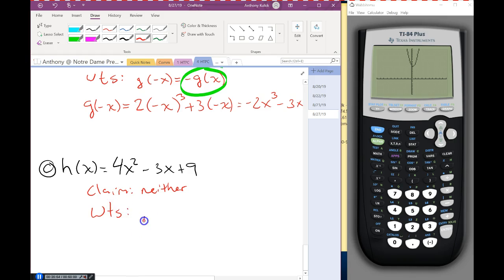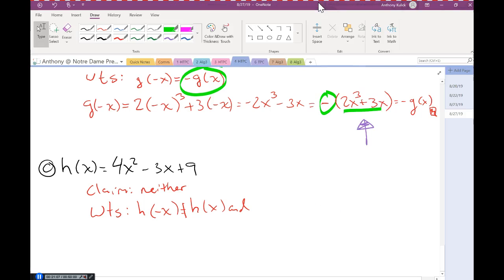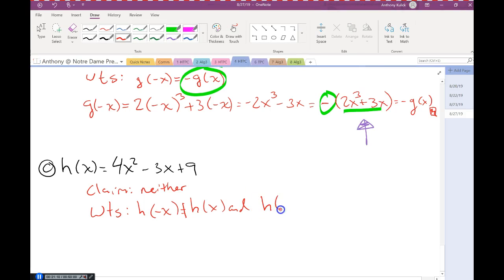So to show it's neither, oops, we're not dealing with f's or g's, I need to show that it is not even, and also not odd. So I need to do two things. Everybody okay with that plan? So neither is everything else. All I have to do is show that it's not one of the special ones. It's just some other thing.